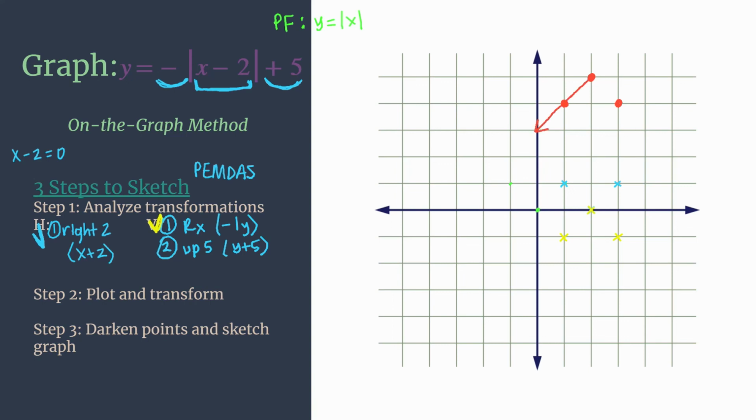So now we can sketch in our final graph. All right. And we have it. So this was graphing an absolute value function transformation using the on the graph method with 3 steps to sketch.